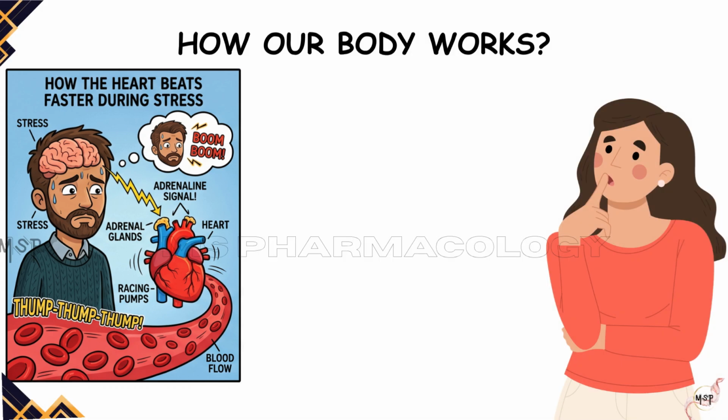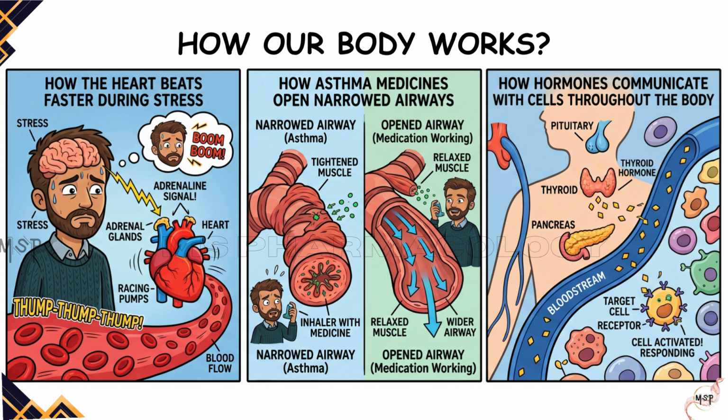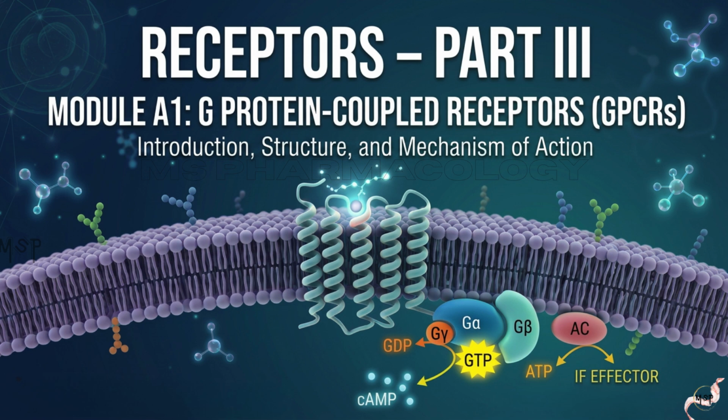How does your heart suddenly beat faster during stress? How do medicines for asthma open narrowed airways? And how do hormones communicate with cells throughout the body? The answer lies in one of the most important receptor systems in medicine, G-protein coupled receptors, commonly known as GPCRs.